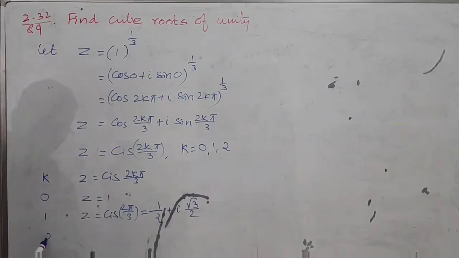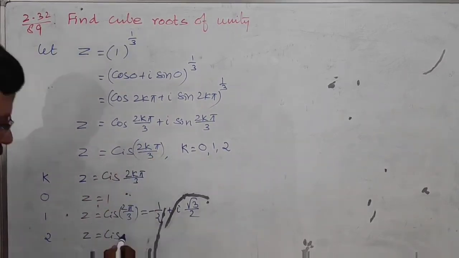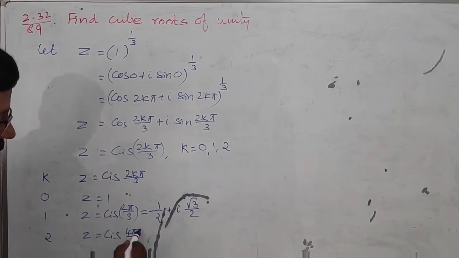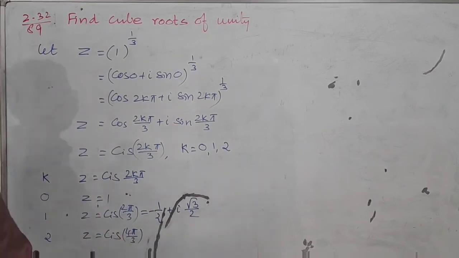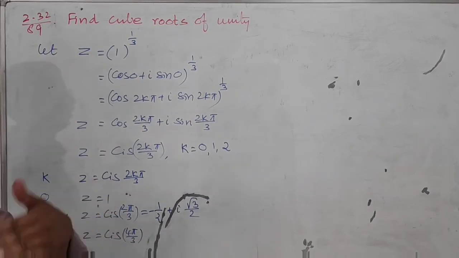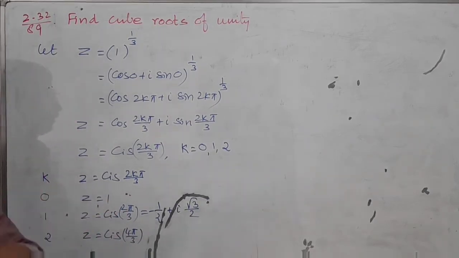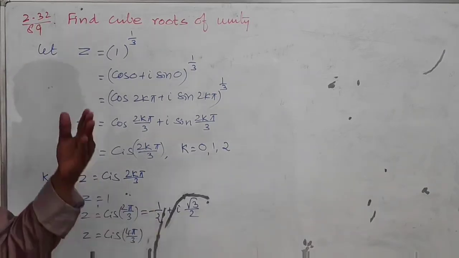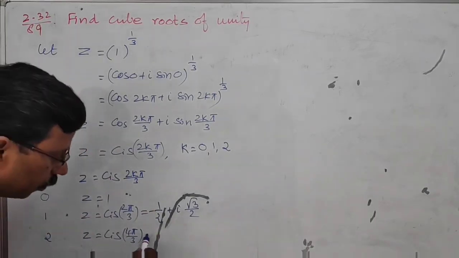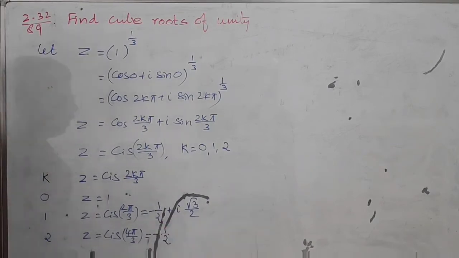Okay. Then if you put k equal to 2, you can get z is equal to cis 2 into 2, that is 4 pi by 3. Pi by 3 is 60, so 4 pi by 3 is 240. 240 lies in the third quadrant. In the third quadrant both cos and sine are negative. Therefore cos of 240 degree means cos of 180 plus 60, which is minus cos 60. Cos 60 value is plus 1 by 2, but it lies in the third quadrant, so we write minus 1 by 2.